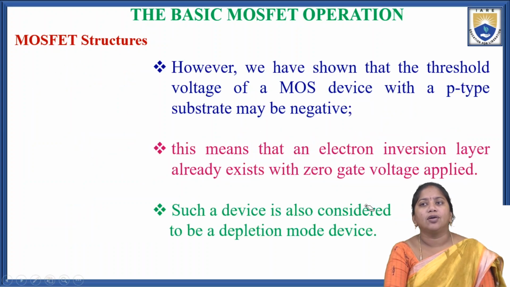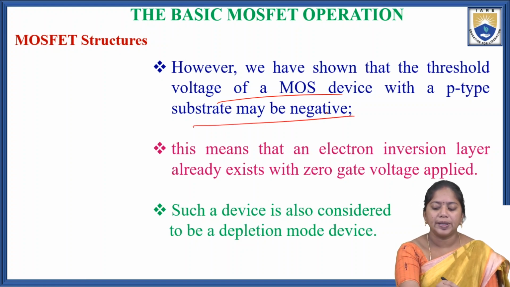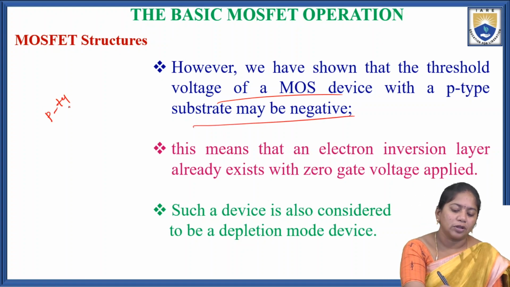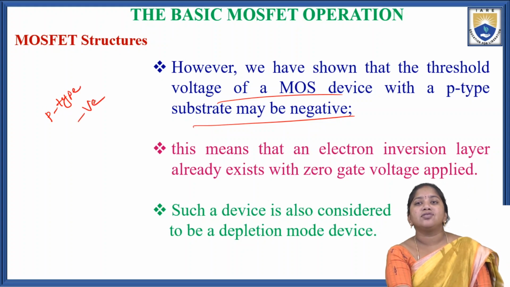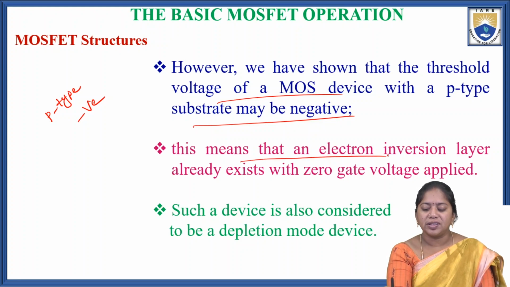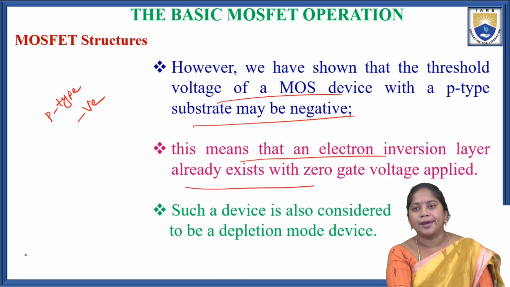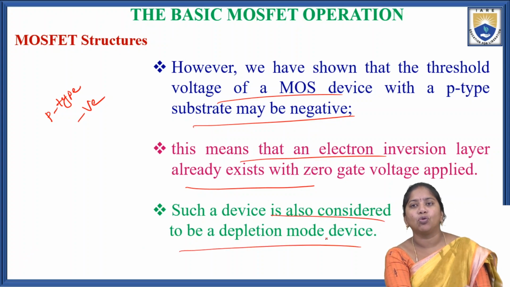However, we have shown that the threshold voltage of the MOS device with a p-type substrate may be negative. So for a p-type substrate, the threshold voltage is negative. This means that the electron inversion layer already exists with the 0 gate voltage applied. Such a device is also considered a depletion mode device.